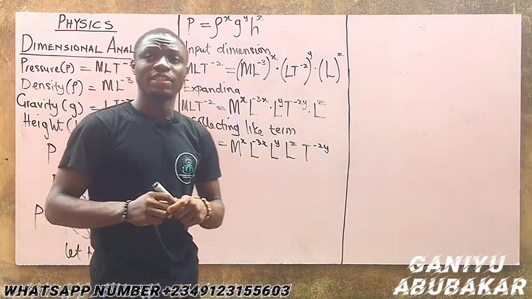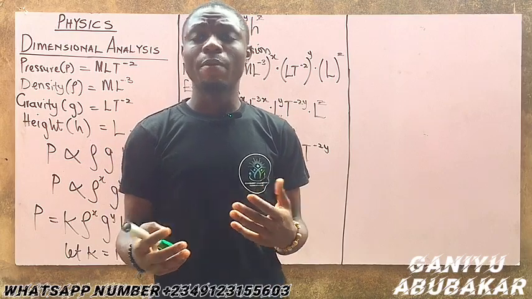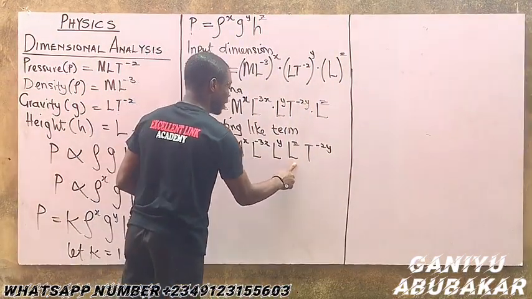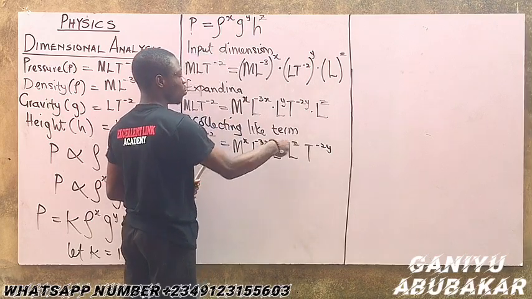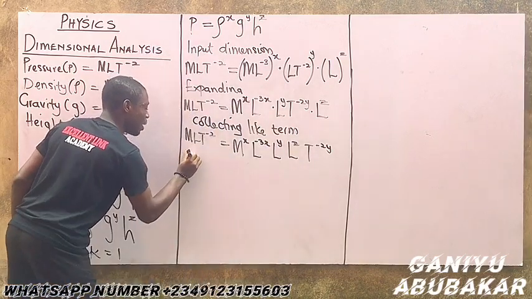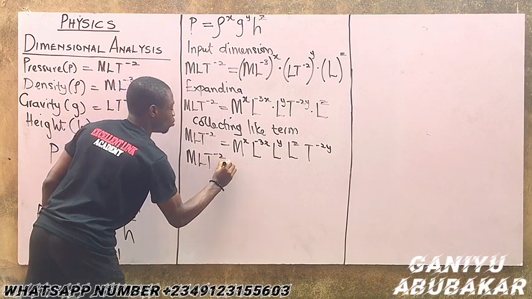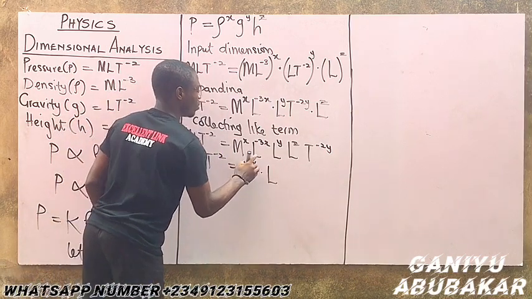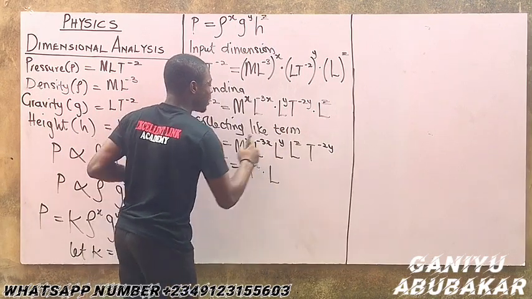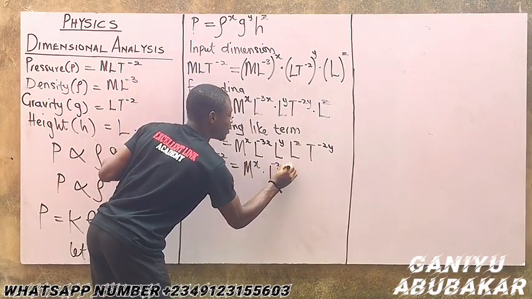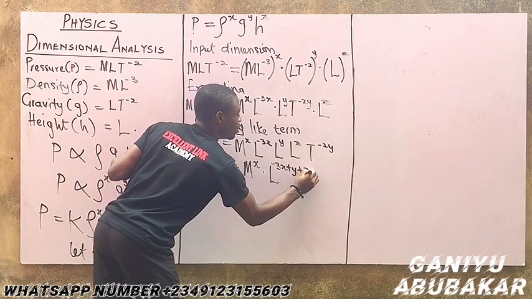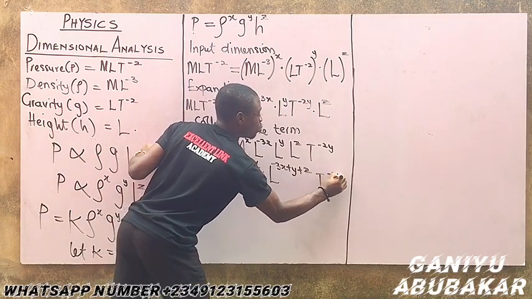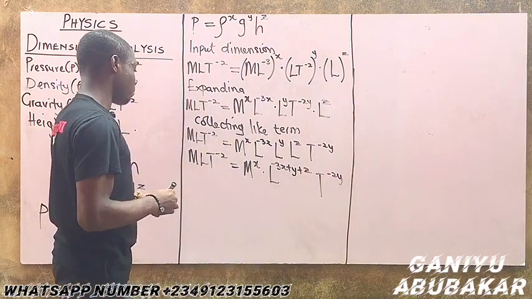From the idea of indices, if like bases are multiplying, simply add the powers. So this and this and this are the same thing, multiplying. So add their powers. I'll have that M L T to the power minus 2 is equal to M to the power x dot L. These are 3 Ls. Add their powers. That becomes minus 3x plus y plus z for the power of L. Next up, I have T to the power minus 2y.